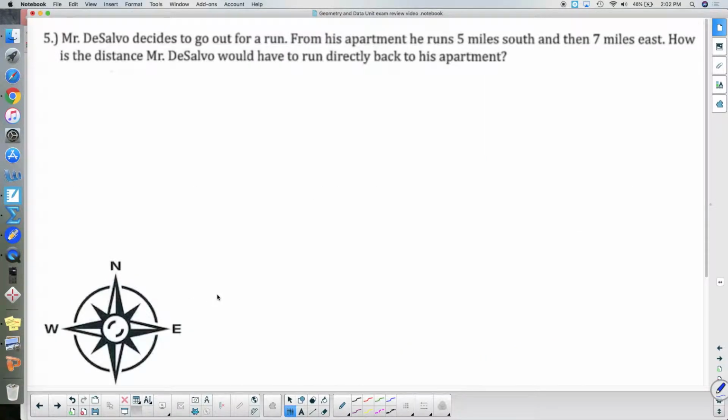If you're ready, then go look at number 5. And again, the other really basic Pythagorean theorem problems you should be stopping at and doing while you're there. But word problems challenge you in both to use the math and to figure out what the picture's got to look like. Mr. DeSalvo decides to go for a run.